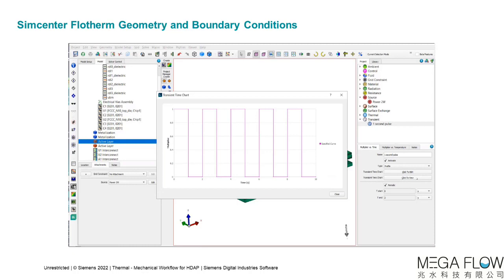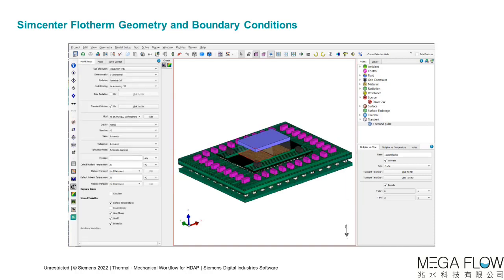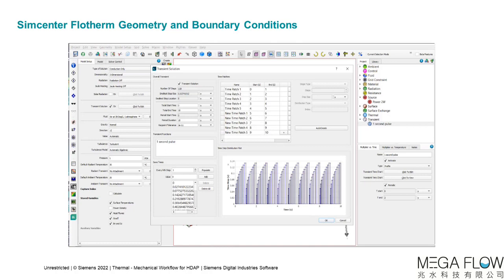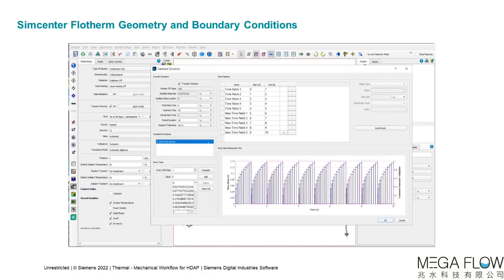Attached is a 1 second on, 1 second off pulsing power. The total time for this thermal transient analysis is set to 10 seconds. Here we look at the transient properties. 10 time patches are created with an increasing power distribution type for every 1 second. This ensures we capture the power transition areas with increased time step resolution.